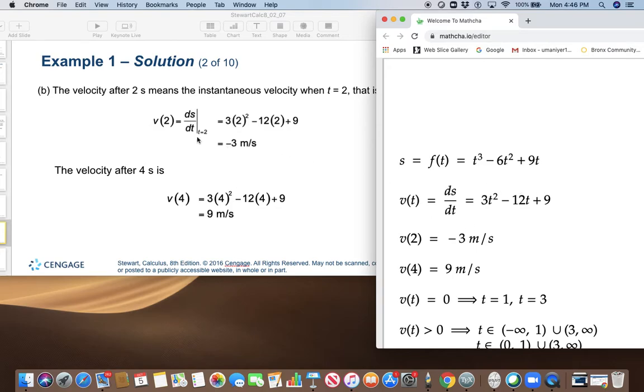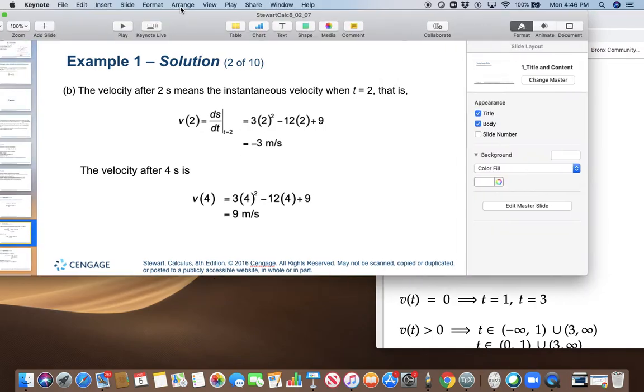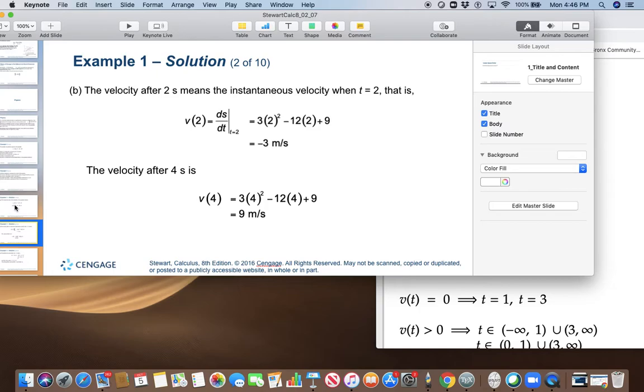All right. Now after 2 seconds, we are just plugging in t equals 2. That gets me negative 3 meters per second. What does that mean? Negative 3 means I am moving back. What is the velocity after 4 seconds? We are plugging in 4 for t in the velocity function, and you get 9 meters per second. That is, you are moving forward.